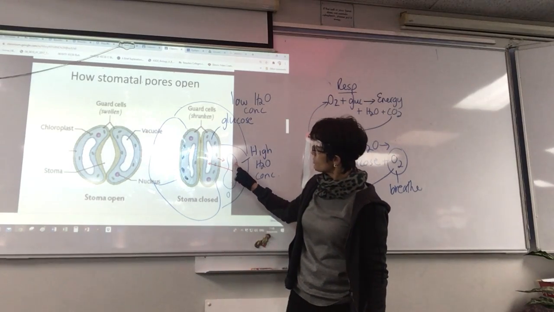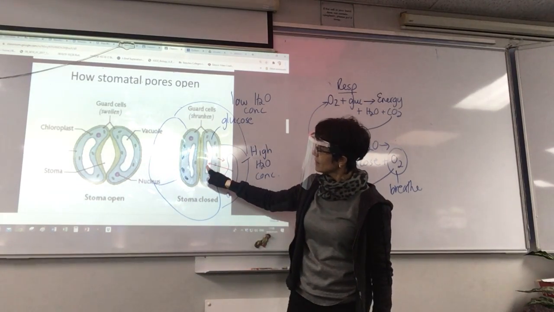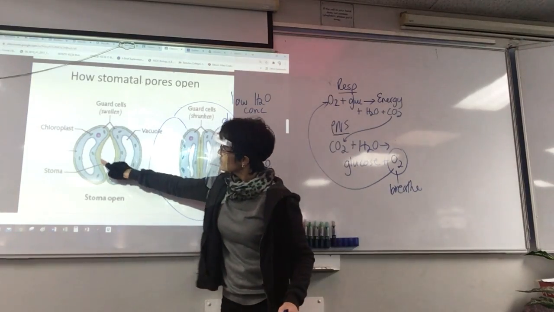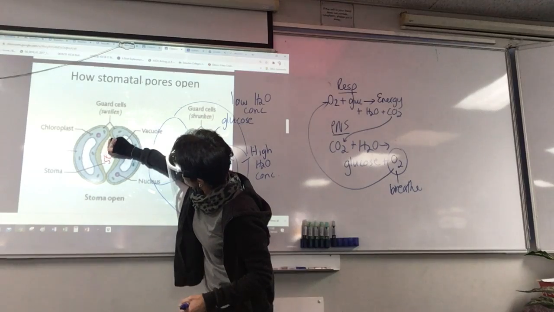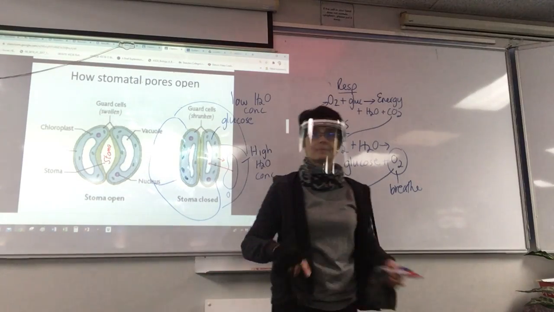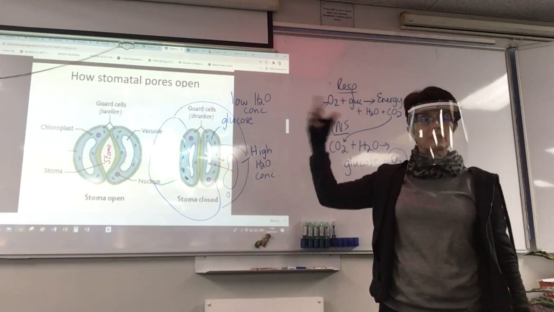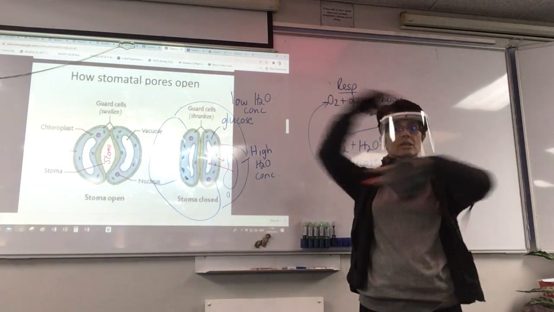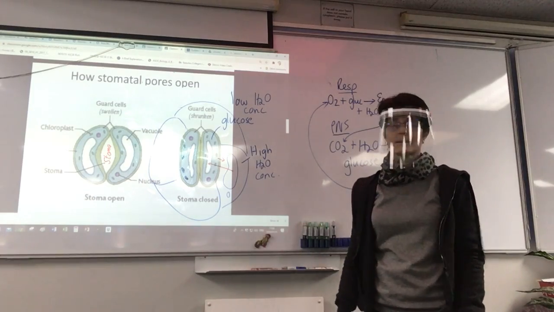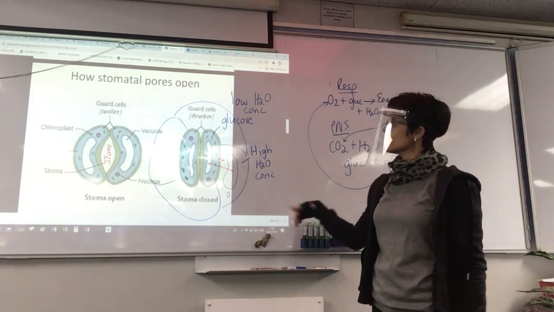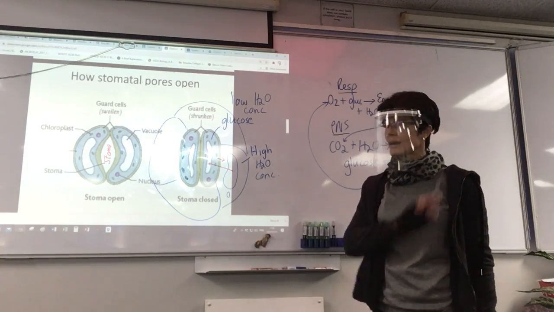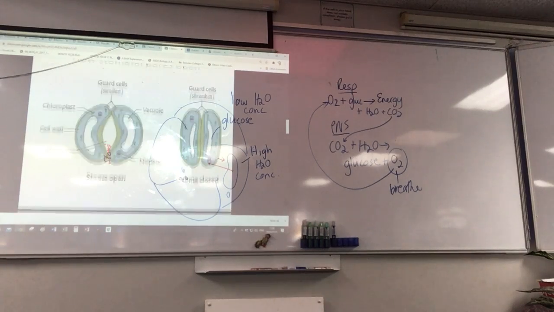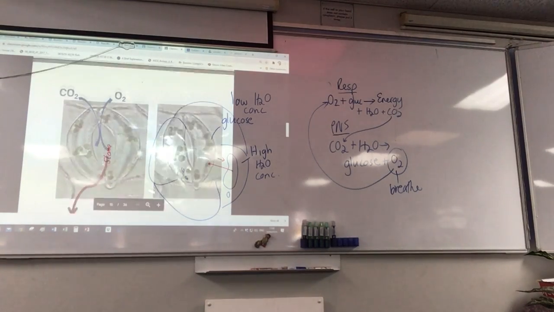So when water moves from that normal epidermal cell in, the vacuoles increase in size and it pulls the two cells apart, so it opens up the stoma. Now they can lose water by transpiration, or they can exchange gases. Isn't that easy? There's another theory called the potassium ion theory, and I'm not doing that with you. And there you go, there's a lovely picture.